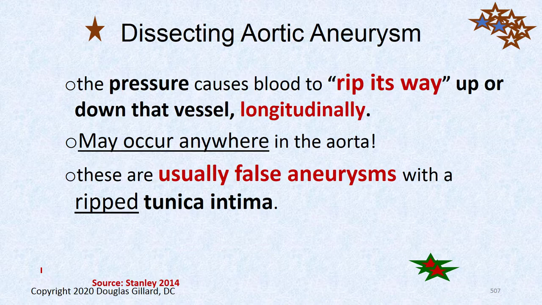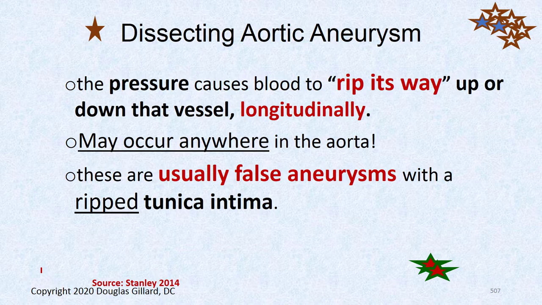Because of the pressure as it rips in, it rips its way down longitudinally. It may occur anywhere in the aorta. It loves the ascending aorta where the pressure is higher. Closer to the heart is more common. Where the pressure is higher, the more likely this is to occur. It is usually a type of false aneurysm.